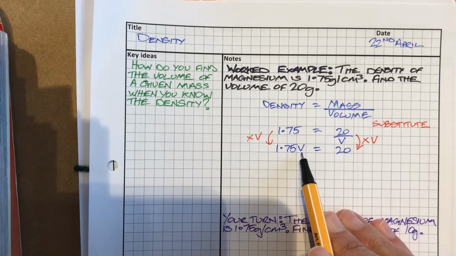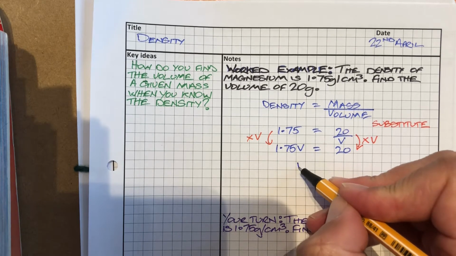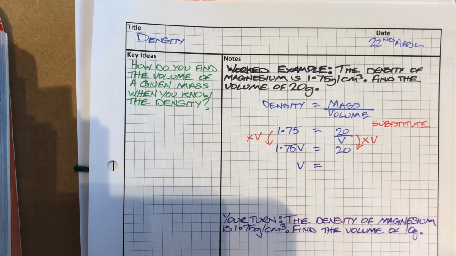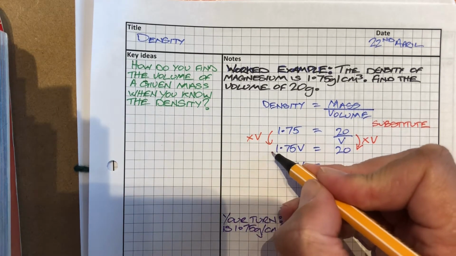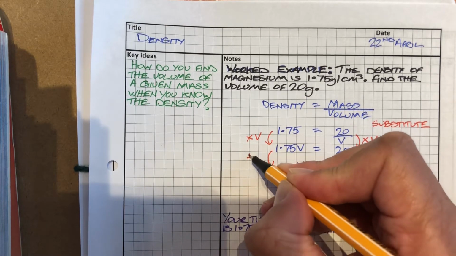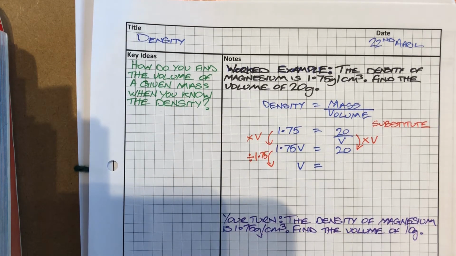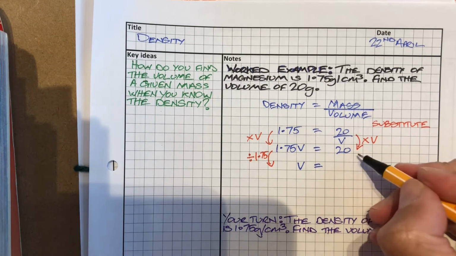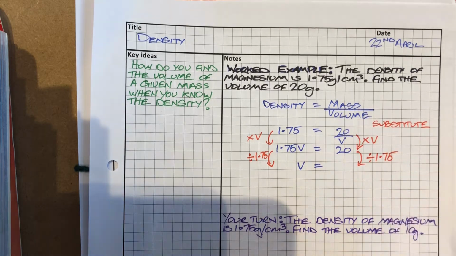Oh, that's much nicer. The number that I don't know that I'm looking for is multiplied by a number that I do know. I know how to deal with a question like that. I need to get V on its own. How do I get it on its own? Well, I do the opposite of what's happened here. Here, it's multiplied by 1.75, so now I divide by 1.75. And I do the same on both sides. So this side is also divided by 1.75.